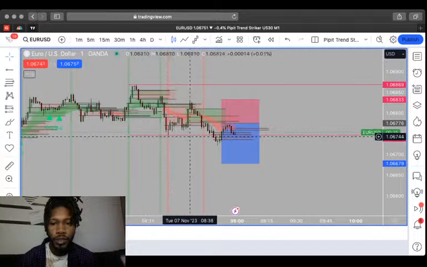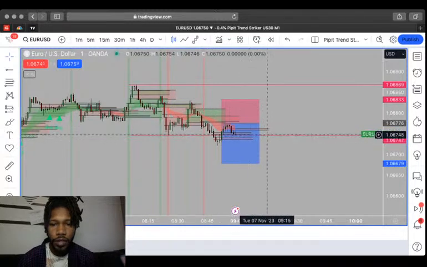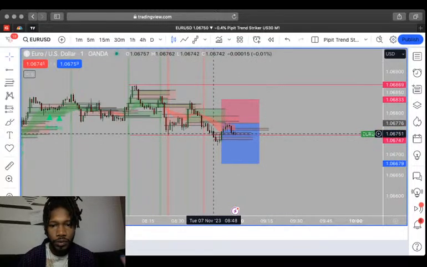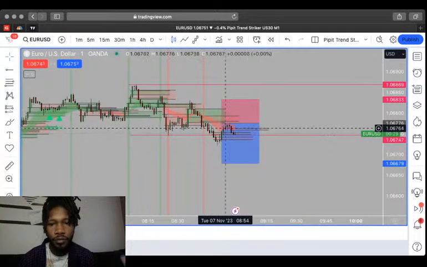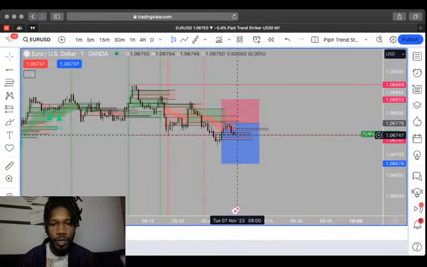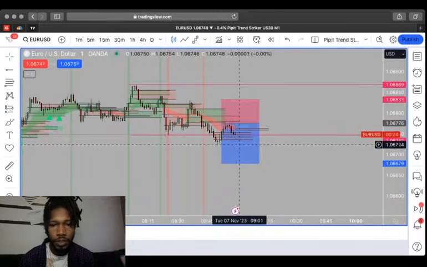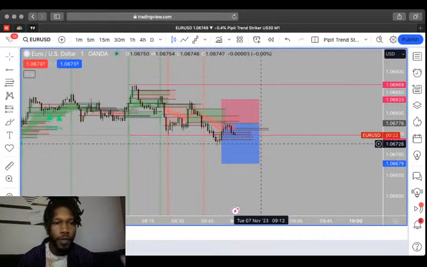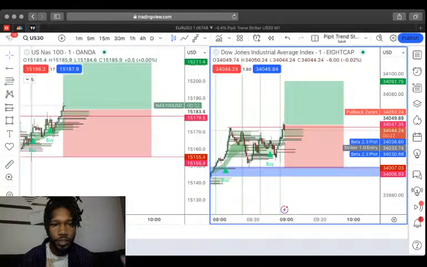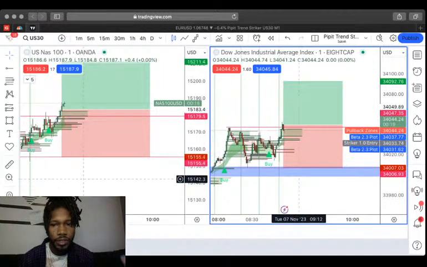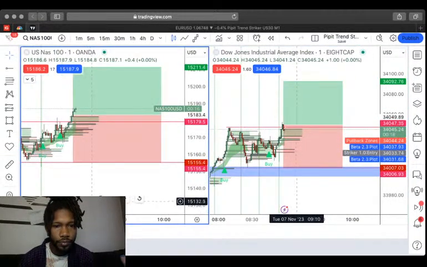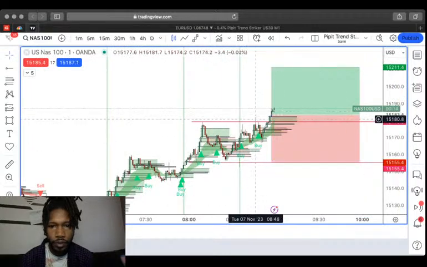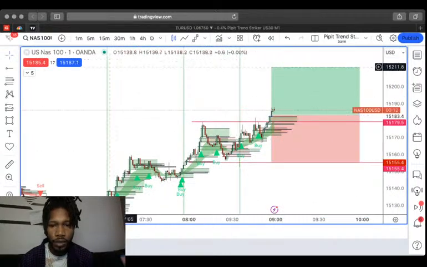Alright, so once we get this break of this low right here, because you see it kind of looked like a stop punt, a break and a retest. Once we get another break, we can expect this to continue down. And we're going to actually follow that and maybe trail the entry. Alright, NASDAQ is in slight profit. We're just going to be patient and let that play out.